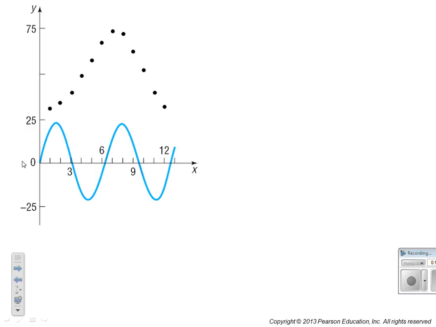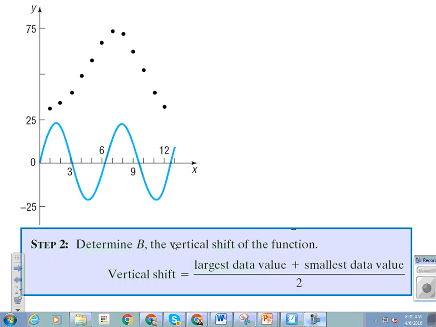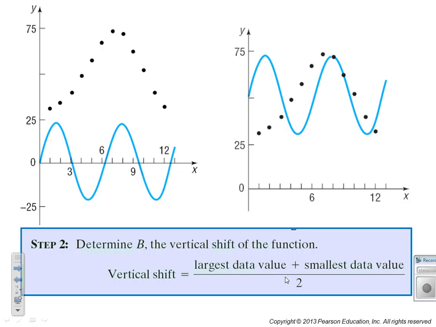Once you find the amplitude, to find the vertical shift, this is an important formula as well: we take our largest data value plus our smallest data value and divide by 2. Largest data value plus the smallest data value, divided by 2. That tells us how far up we have to shift our function.